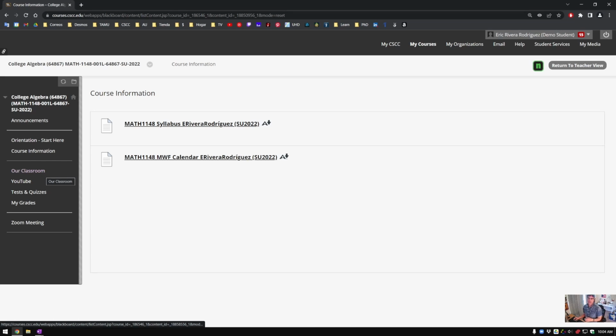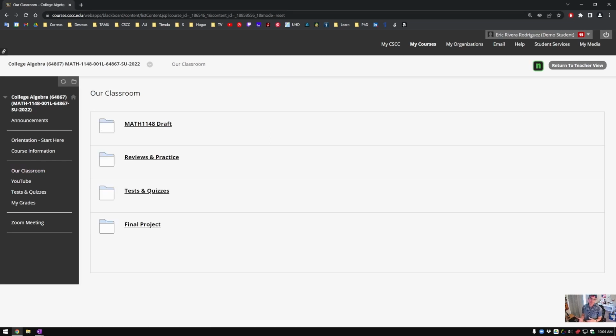Then you will see that I changed it to our classroom. In our classroom, I put all the educational folders, where you are going to get the draft, the reviews, the practice, the tests, the quizzes, and the final project. So all those folders are in our classroom button. That way, the only thing that you need to think about is clicking on our classroom, and then you are going to get the material.